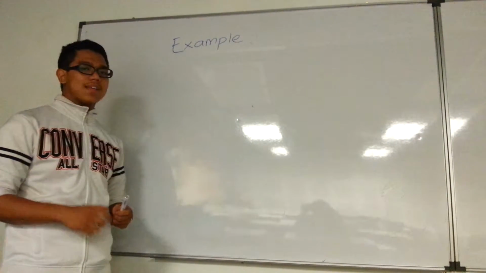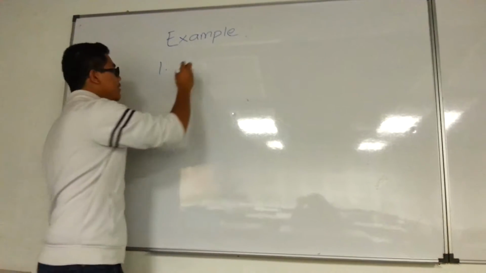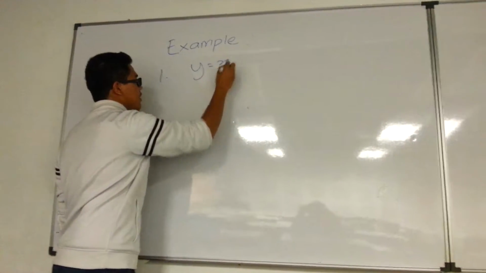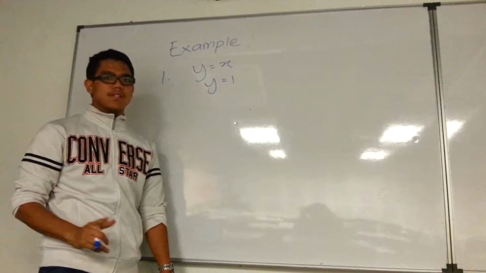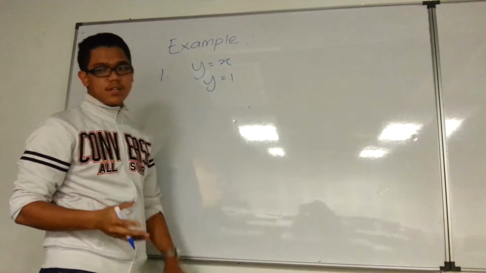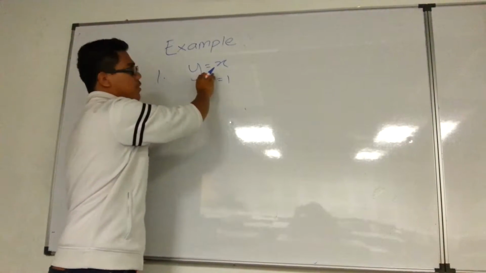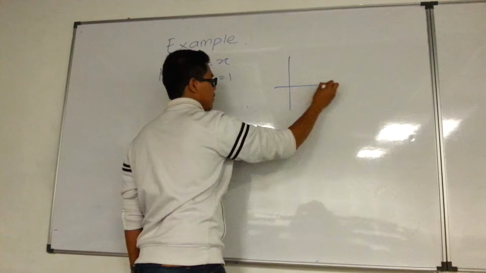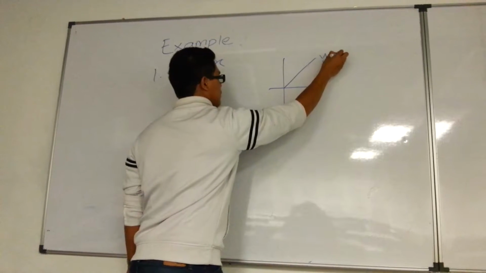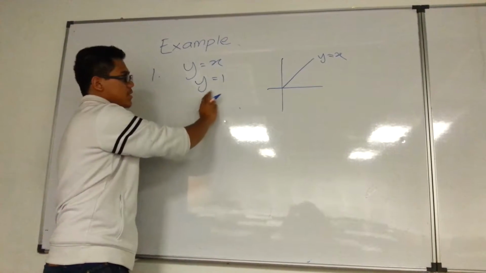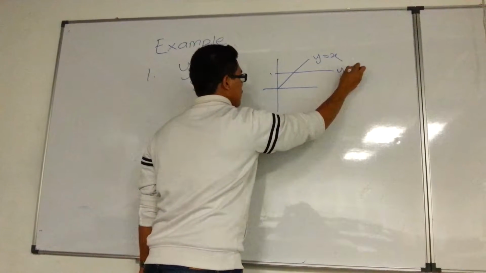Now we move on to the example. Example number 1. They will give us two equations: y is equal to x and another one is y is equal to 1. First, when we get the equations and the functions, try to draw them first. Okay, draw the first one, y is equal to x. Second one is y is equal to 1.